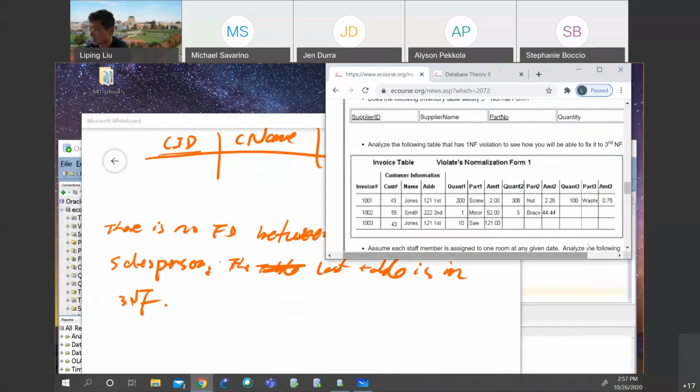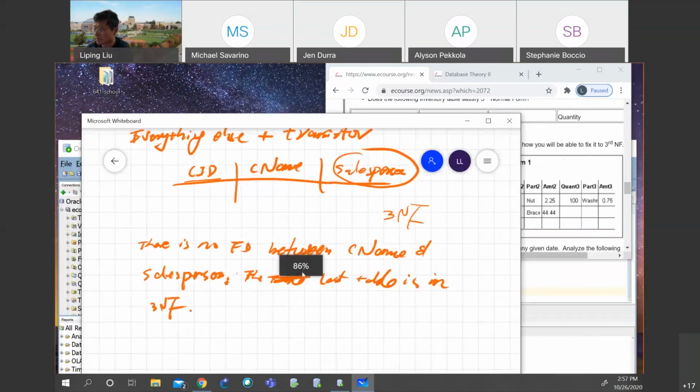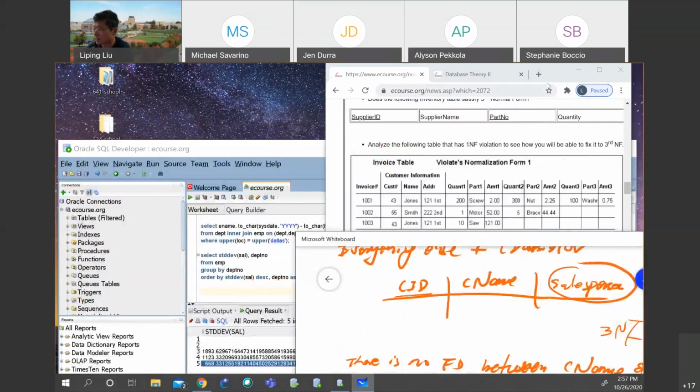So let's look at this table and see how we can do that. First of all, we are going to single out those multi-valued attributes. Multi-valued attributes include the quantity, part, and also amount.